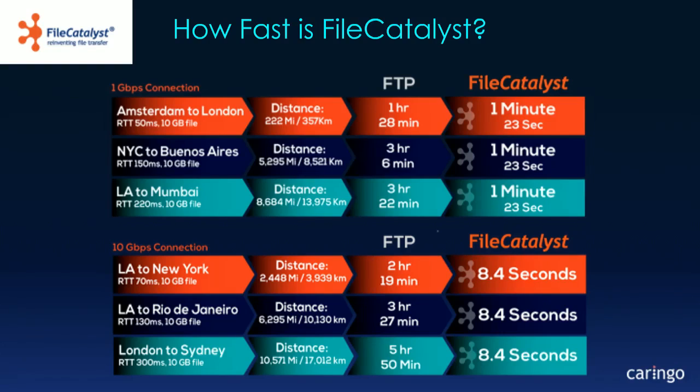LA to Rio, the same file, 10 gigabytes. The latency is 130 milliseconds. FTP takes about 3 hours and 27 minutes, whereas FileCatalyst takes 8.4 seconds. And then the last line is London to Sydney, where you have about 300 milliseconds of latency. That 10 gigabyte file, where it takes FTP 5 hours and 50 minutes, FileCatalyst transfers in 8.4 seconds.